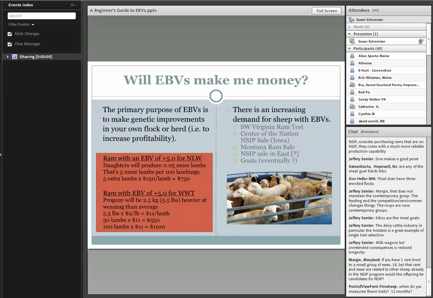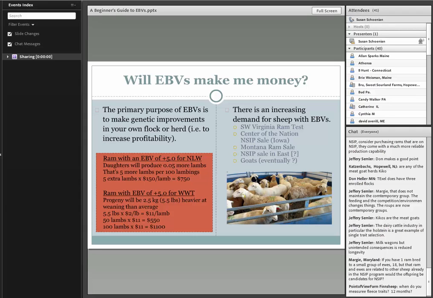Okay, so that's what it's going to cost me, but do you think it can make you any money? Well, the primary purpose of EBVs is to make genetic improvements in your flock or herd, which ultimately leads to increased profitability. A couple of examples that I have here in the pink box.